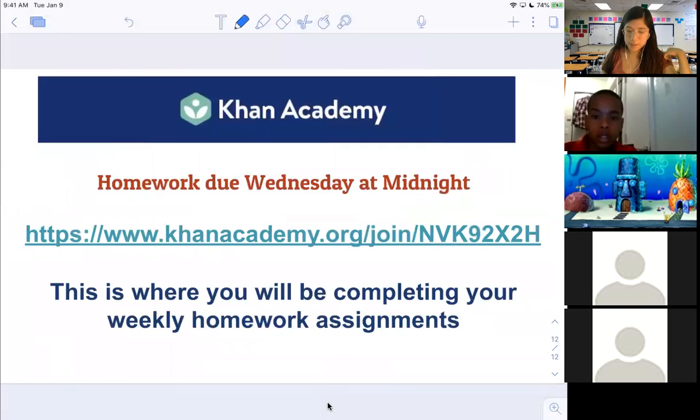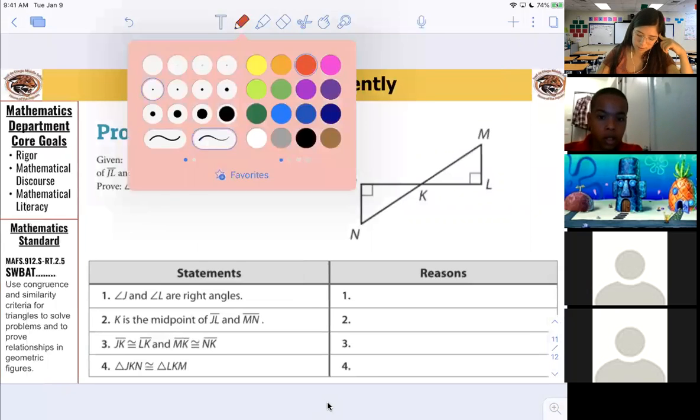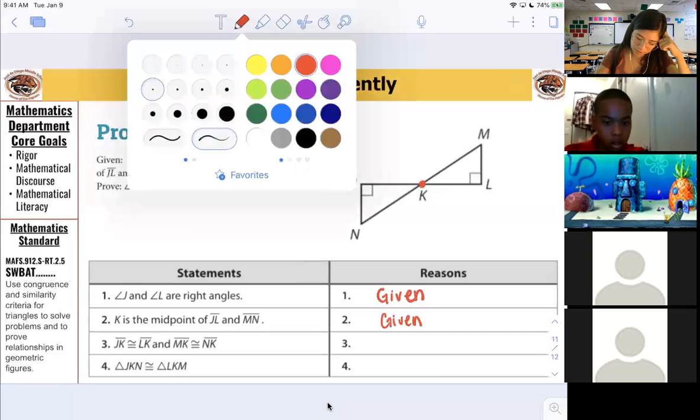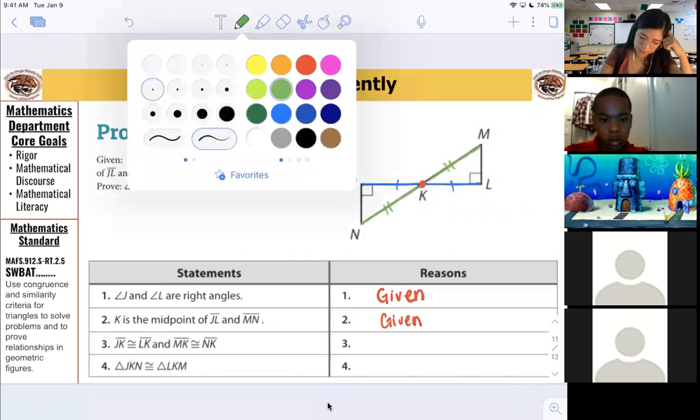I think this is the last problem. We only have 4 minutes, so let's just go through this as quickly as we can. What's the first one? Good. Definition of a midpoint. Okay, hold up. K is the midpoint. That one's actually also given. Now you can tell me what you said. Definition of a midpoint. Yeah, so now we know that JK is congruent to KL. So I know these two are congruent. And I know that MK is congruent to NK. And both of those are because of the definition of a midpoint.